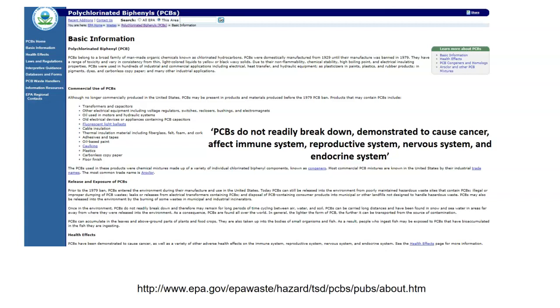Now, along with that, we can also talk about PCBs. Polychlorinated biphenyls, or PCBs, are things we also find in our water supply. They're not readily broken down. They stay there for eons, all right? They've been demonstrated to cause cancer. They affect the immune system, reproductive system, nervous system, and endocrine system. We obviously want to avoid these things. Why can't we do it?